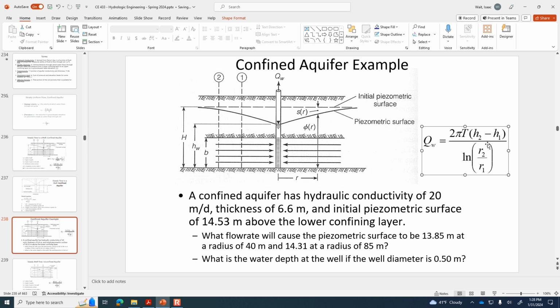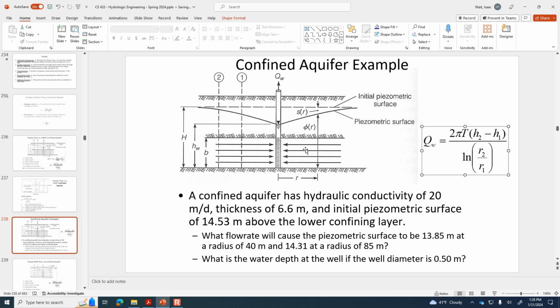That, you set equal to R1. So we're just saying, let's have the closer location be the edge of the well. And so H1 will be the water depth. R1 will be the radius of the well. And then location 2 can be either of the other spots that we know stuff.